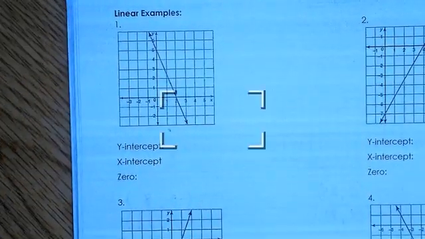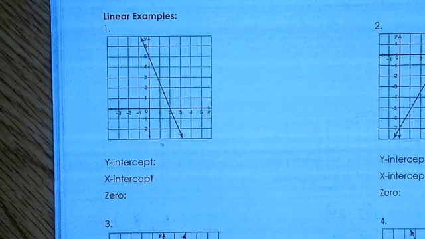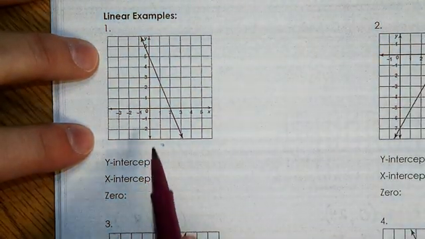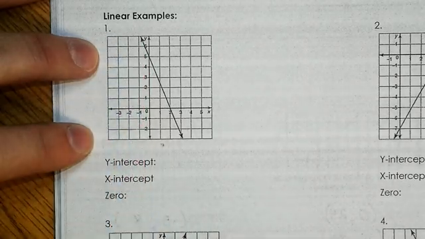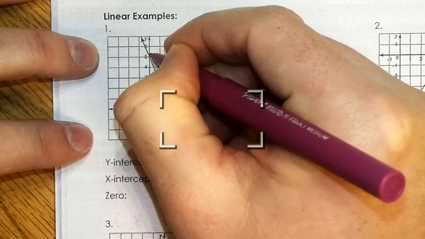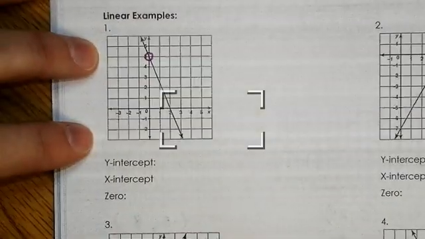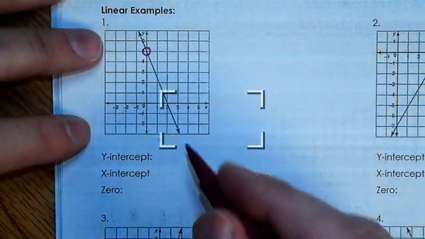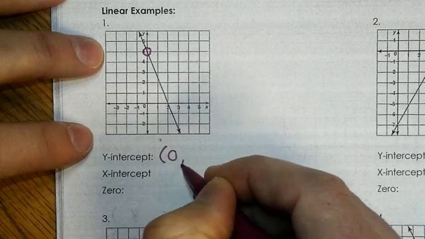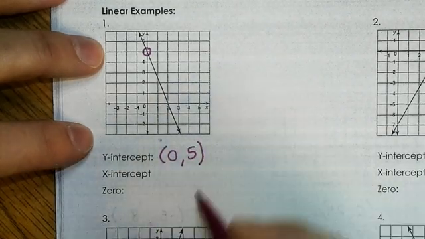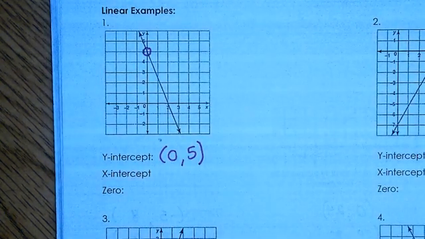So for number 1 here, it wants us to find our Y-intercept. Where does our graph cross the Y-axis? At 5, is that what you're going to say, Nigel? At 5, yeah, right there. That's where it crosses the Y-axis. So that is our Y-intercept. So how do we write that? 0, 5. Boom, done. All right? That's pretty easy, right? All right.